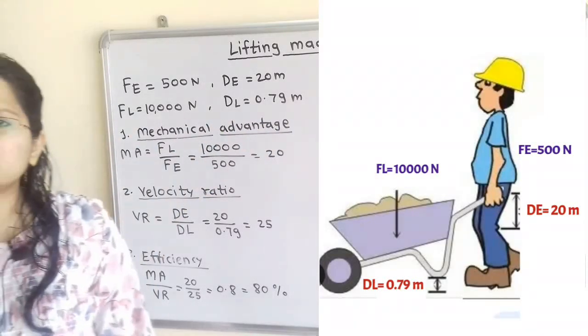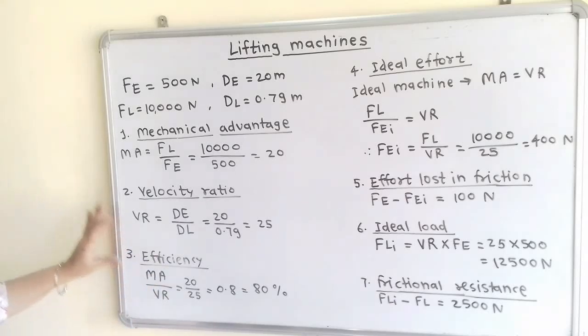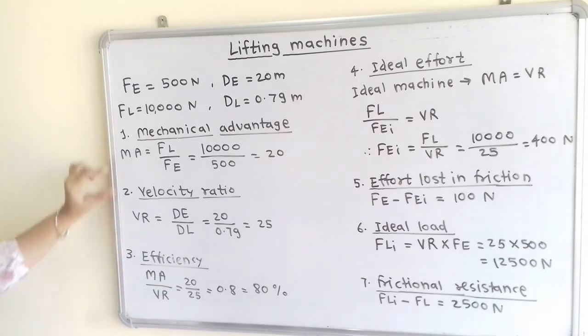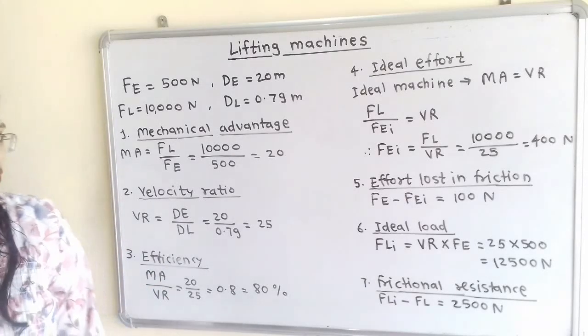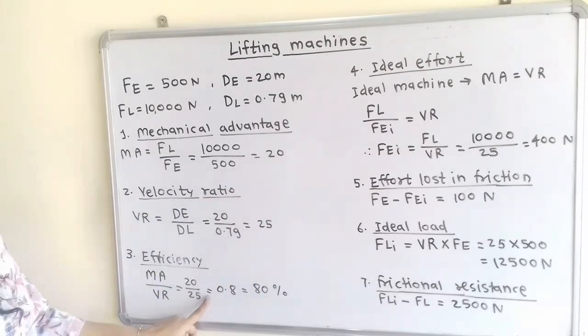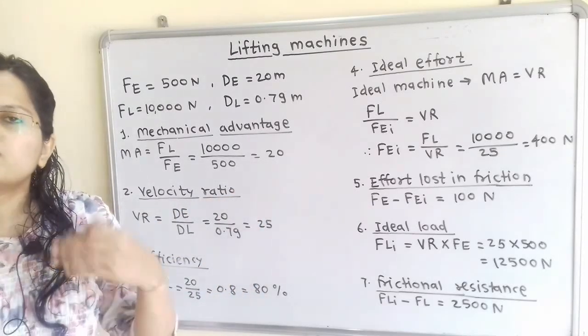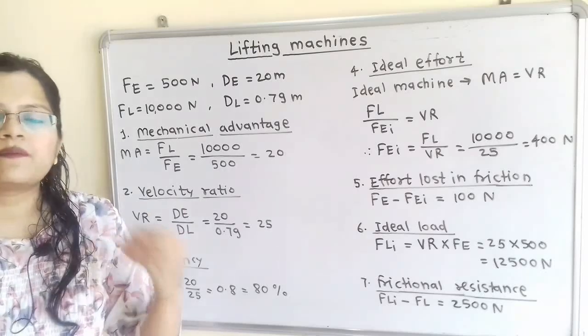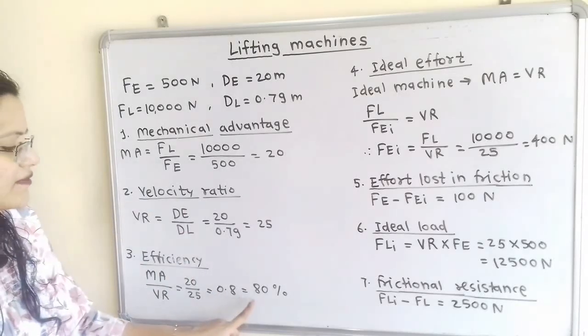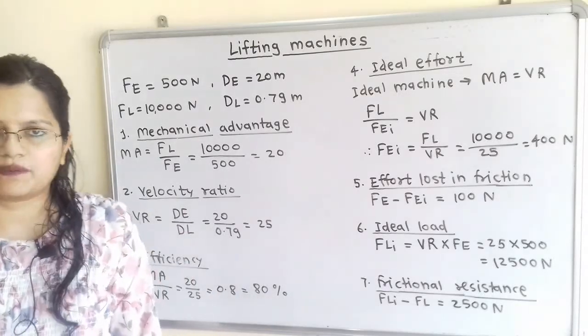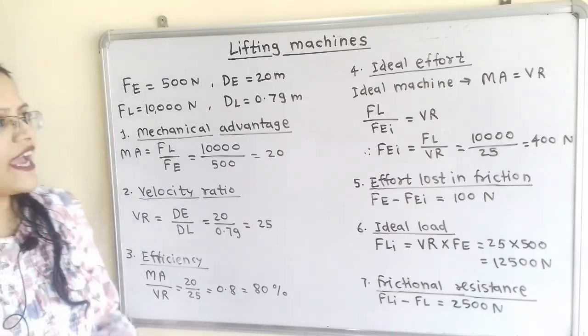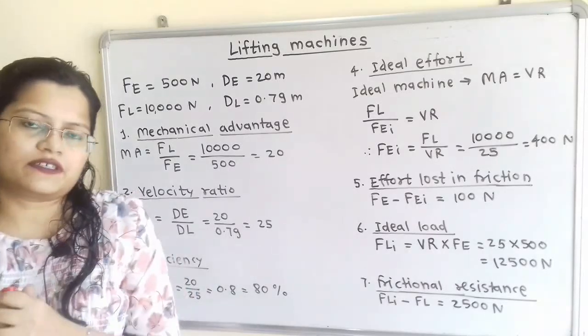Now next question is efficiency. Efficiency is the ratio of mechanical advantage and velocity ratio, that is 20 by 25, which is equal to 0.8. Efficiency we have to write in percentage, so we multiply by 100, which is equal to 80%.